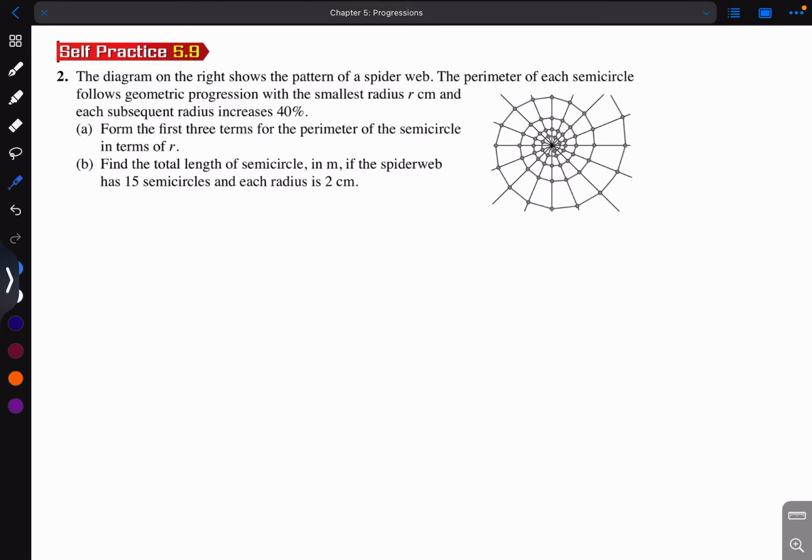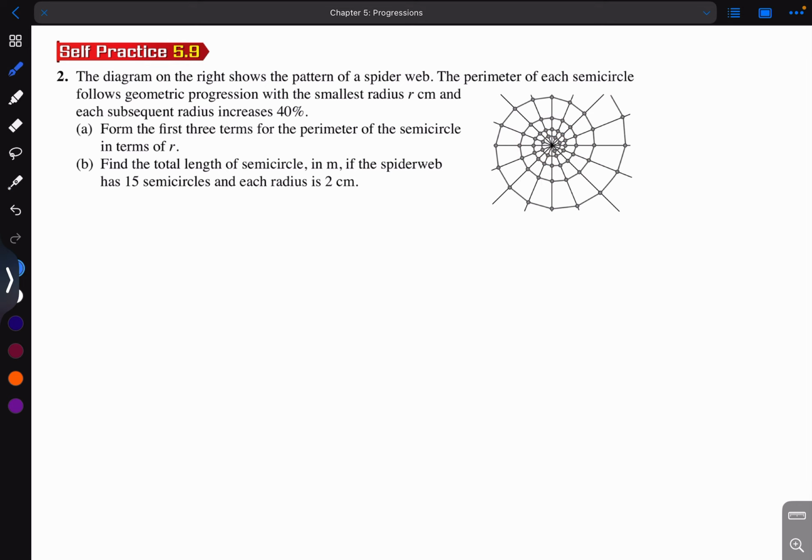Self-practice 5.9, question 2. The diagram on the right shows a pattern of a spider web. The perimeter of each semicircle follows a geometric progression, smallest radius r, and each subsequent radius increases by 40%. So it's a bunch of semicircles put together with the smallest semicircle with r as the radius, and for every semicircle the radius increases by 40%.